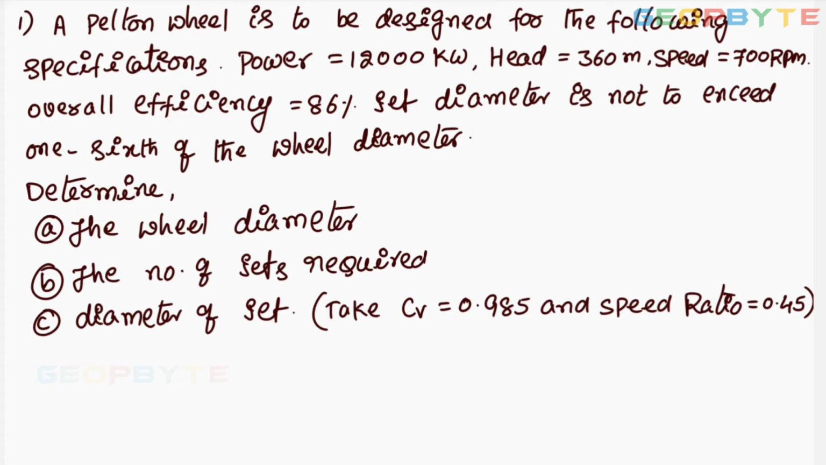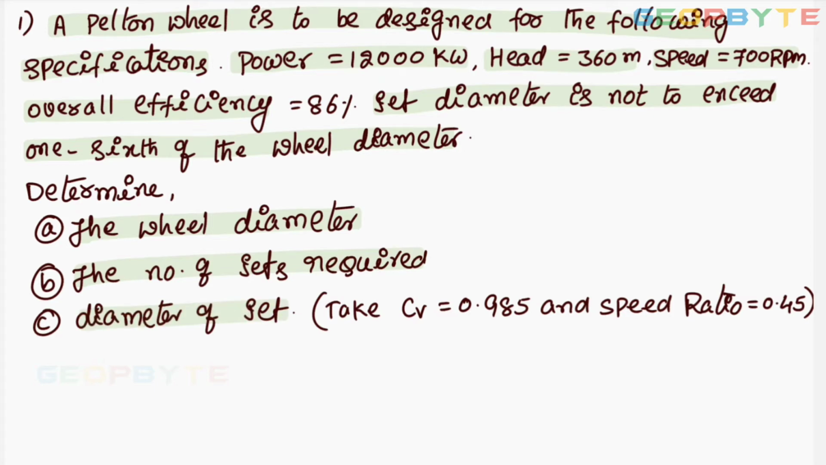Look at the first problem. A Pelton wheel is to be designed for the following specifications. Power developed is 12,000 kilowatts, head available 360 meters, speed 700 rpm, overall efficiency 0.86, jet diameter is not to exceed 1/6 of the wheel diameter. You are asked to decide the wheel diameter, number of jets required, and the diameter of the jet.